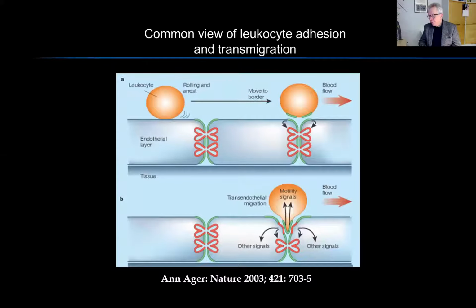So here's an early cartoon of lymphocyte migration, where the lymphocyte is going in the bloodstream. And when you have an injured site, they will stop, roll. There are signals on the surface of the endothelium telling them that there's something going on. And then they migrate into the tissue and start doing their job.